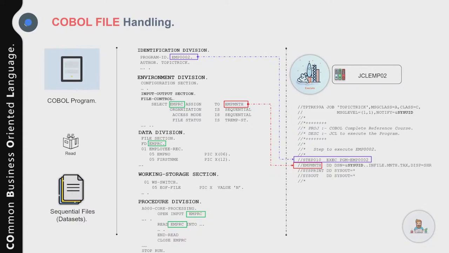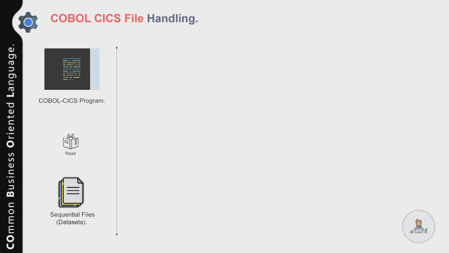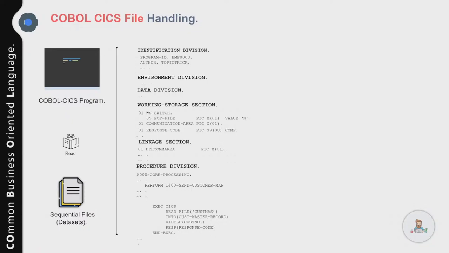Now let's move on to our next example, which is a COBOL CICS program. This program is also reading data from a file. The program is again divided into four divisions: identification division, environment division, data division, and procedure division. The first thing you should notice is that the environment division does not include any entries and the data division does not include a file section.